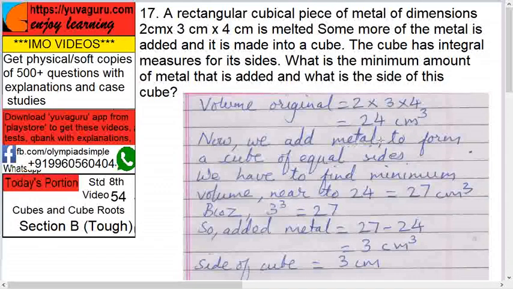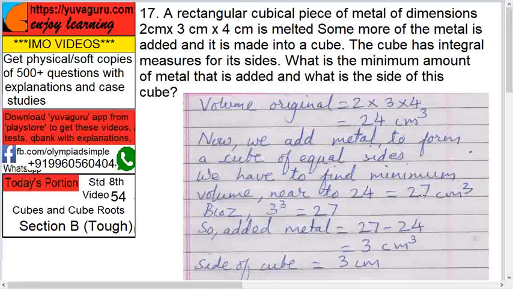Now we add metal to form a cube of equal sides. Okay, we have to add metal so that it forms a cube of equal sides. Now the question is, what is the minimum amount of metal we need to add? So which is the nearest minimum volume to 24 which is a perfect cube? Okay, because we want equal sides now.